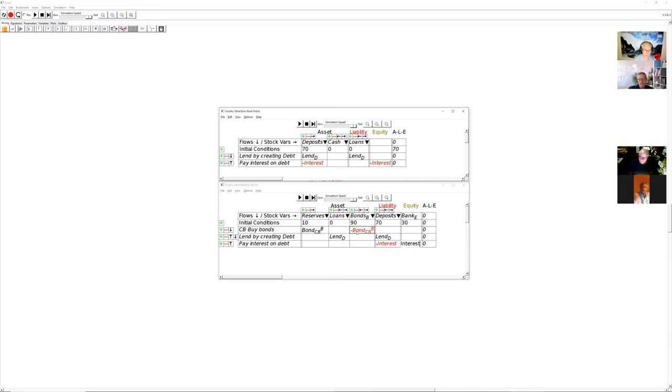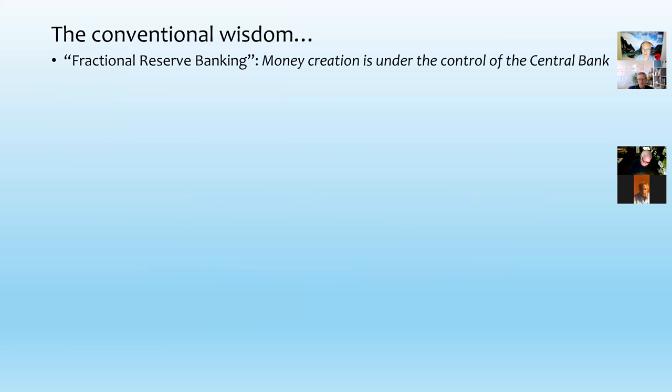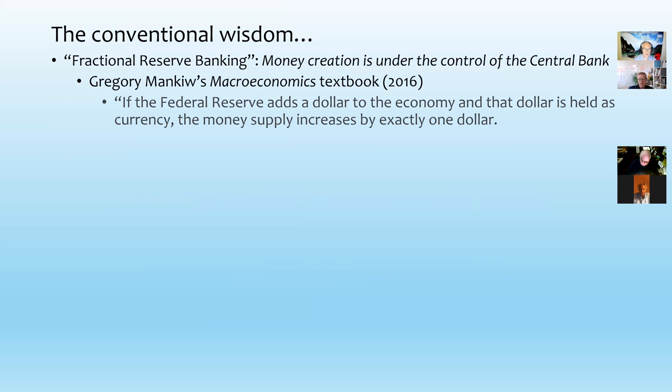And so what I'm trying to do with my non-orthodox approach to economics is to explain that. So let's take a look at this. The reason your central bank governor believes what he said to the press is that he swallowed this sort of textbook he would have read as an undergraduate student. This is Gregory Mankiw's macroeconomic textbook. And he says, if the Federal Reserve adds a dollar to the economy and that dollar is held as currency, the supply increases by exactly $1. So this is the government creating a money supply.